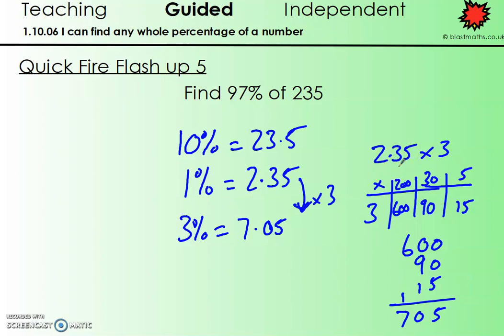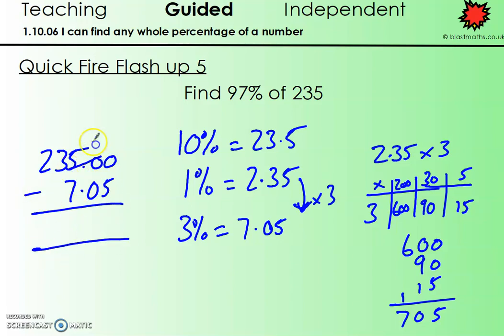And then I need to take that away from what I originally had. So to work out 97%, I've got 235. If I take off 3% from that and put my decimal places in, so I need to borrow from here. So that'll give me 10 take away 5 is 5, 9 take away 0 is 9, 4 take away 7 will give me a negative, so I borrow 1, so that'll give me 7, 2, 2. 227.95.